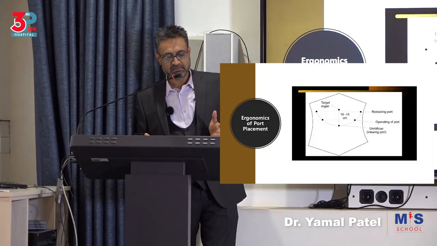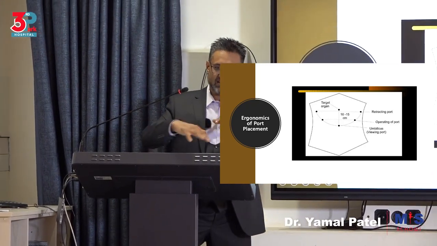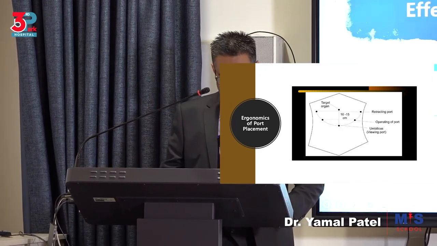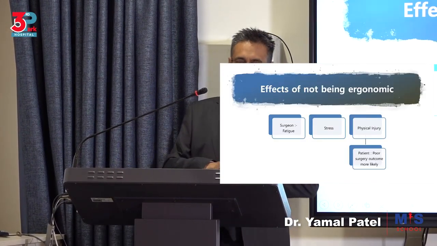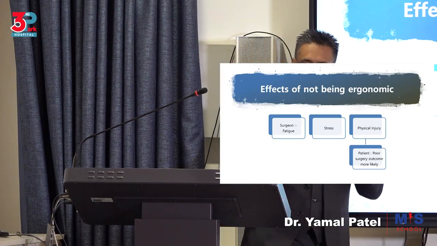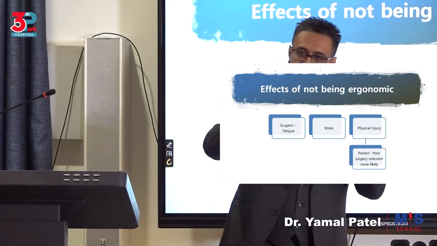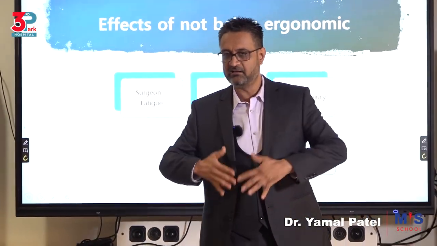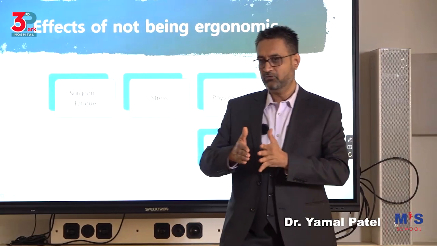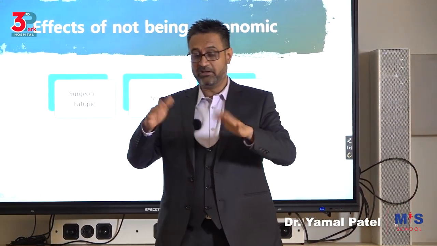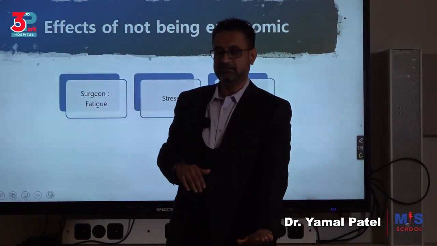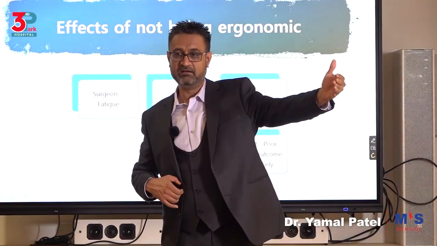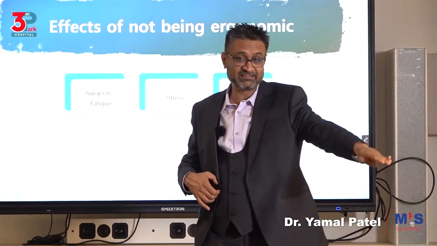Port placement, ergonomics. So we've just discussed how you decide based on pathology size and so on, but following the guidelines. So what is the effect of not being ergonomic? If you don't follow some of those ergonomic principles, the angles, there are so many things in ergonomics we would discuss. The angles: what is the manipulation angle, the inclination angle, the azimuth angle, how do you work around it? What's the guideline for the height of the table? What's the guideline for the distance from the screen? What's the height of that screen supposed to be?